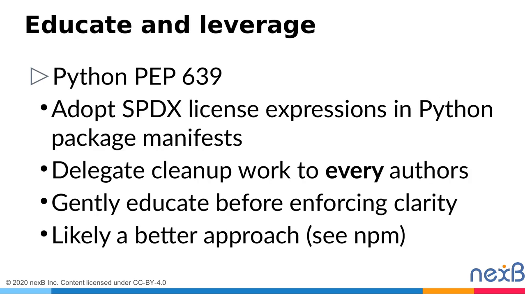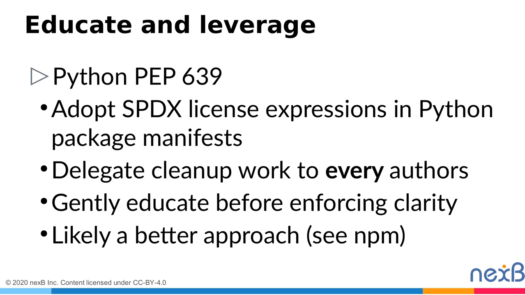So another approach is to do some education and leverage. An example is Python PEP 639, which I've started. It's a Python Enhancement Proposal at the Python Software Foundation. What this proposal is about is to say, let's adopt SPDX license expressions in Python package manifest metadata. It's very simple, nothing very complex, but it's a community effort. It needs to be reviewed and approved by everyone.